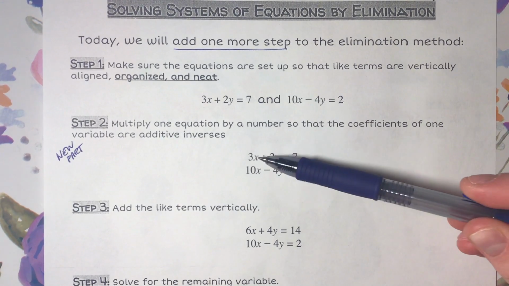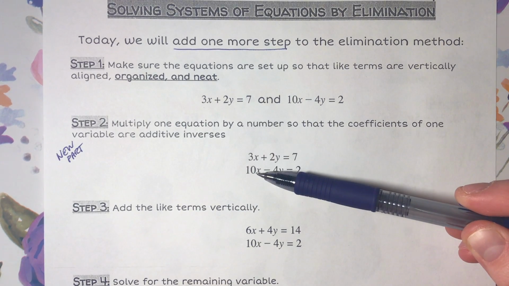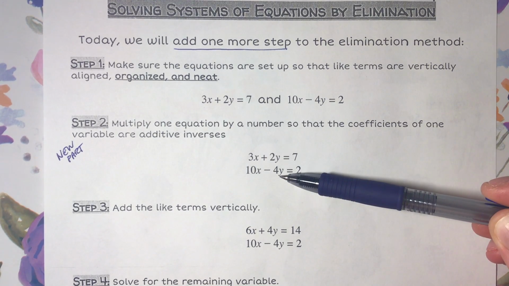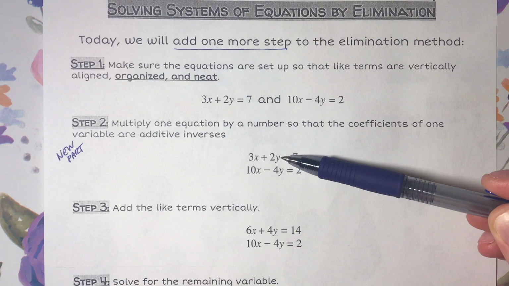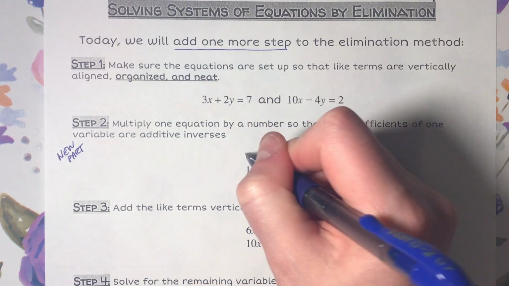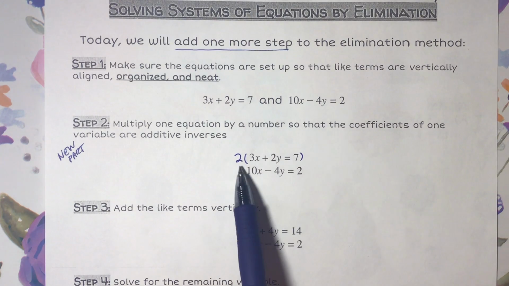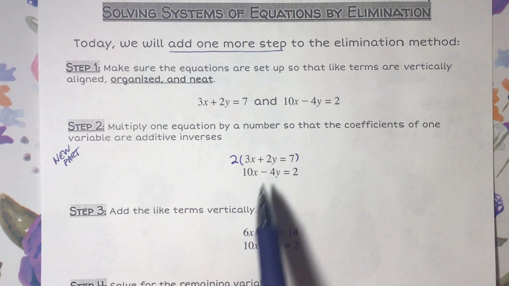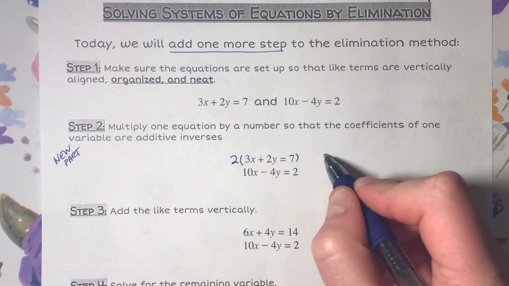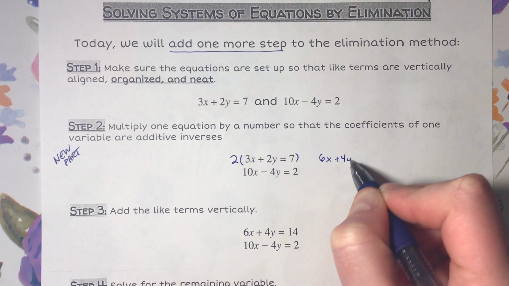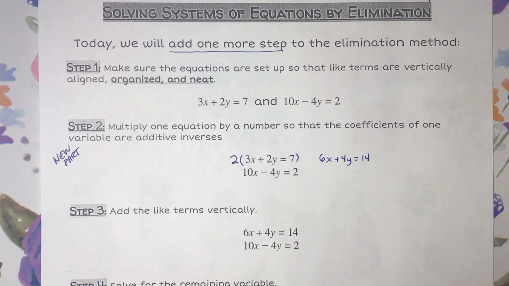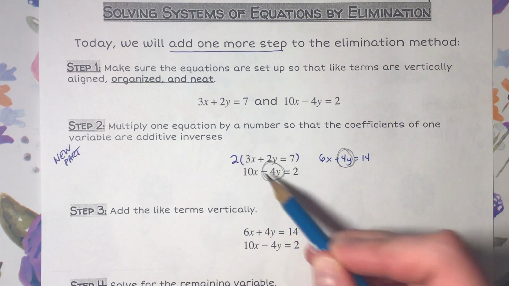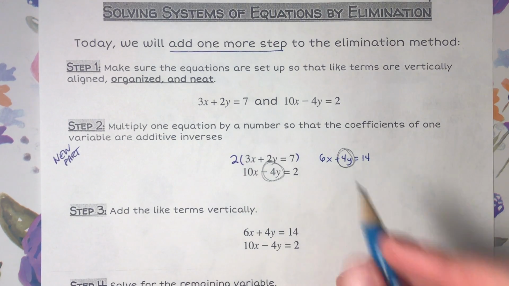So I can't easily get 3x to match 10x. But I can easily get 2y to cancel out with 4y. I can take this top equation and multiply it by 2. If I multiply this top equation by 2, and remember I'm allowed to do this because I can do anything to an equation as long as it's the same on left and right, this is going to become 6x plus 4y equals 14. Notice when I do that, I have positive 4y and negative 4y, so then they cancel.